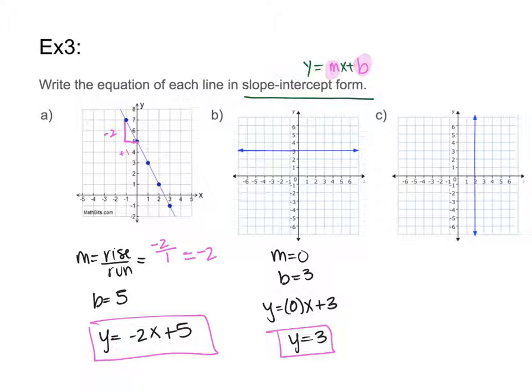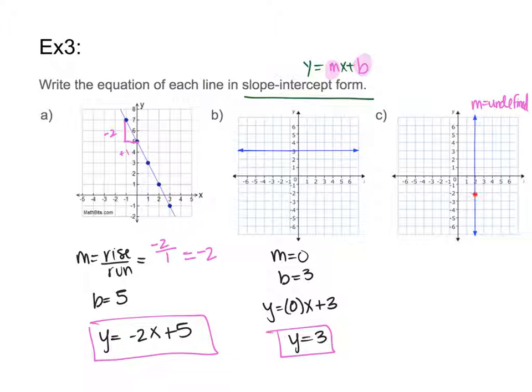Let's try this one here. This one's like the opposite. It's a vertical line. So I know that the slope of a vertical line is undefined. We learned that back in the previous notes. And does this line ever cross the y-axis? No. Because it doesn't touch the y-axis, it doesn't have a y-intercept. So there is no y-intercept.